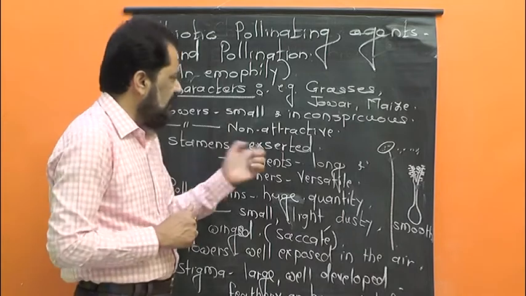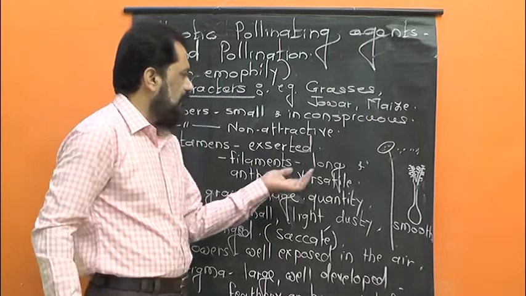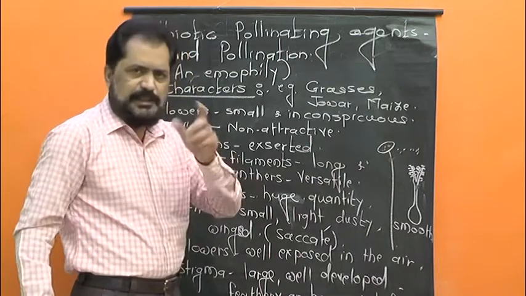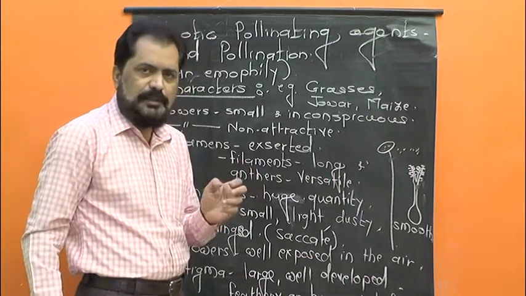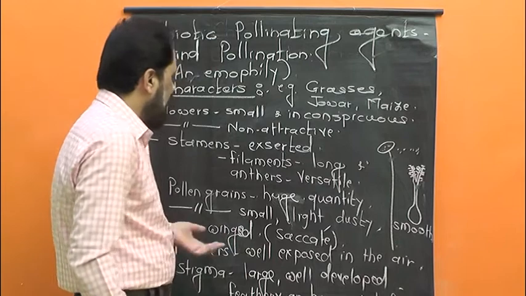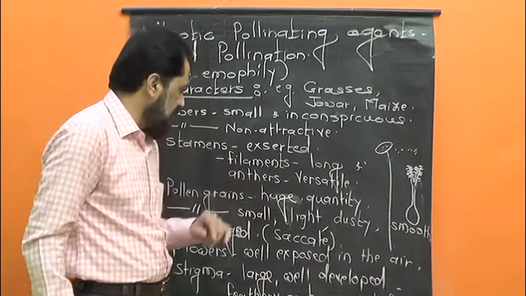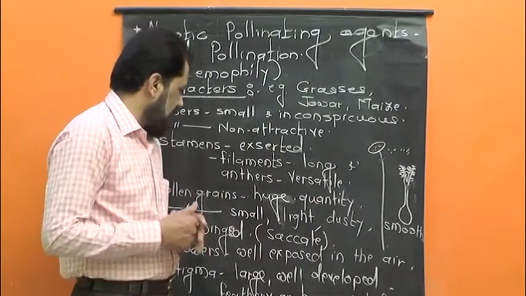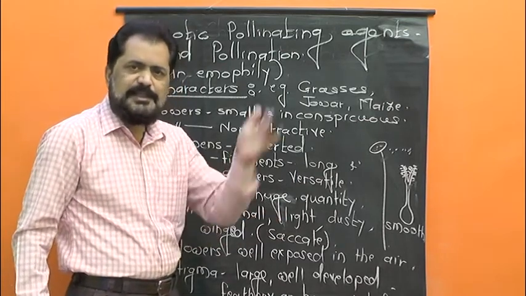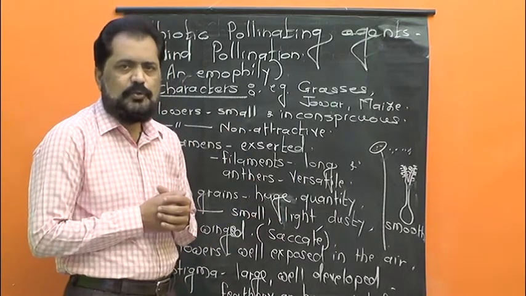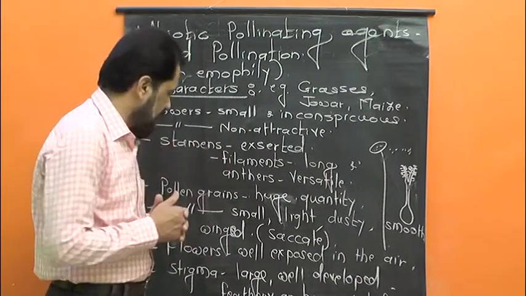The stamens are exserted, that is, protruded out of the flower because the filaments are long. Anthers are versatile, freely hanging. Pollen grains are produced in very large number, in huge quantity. The pollen grains are small, light in weight, dusty, and exine is smooth. Sometimes the pollen grains are winged. Such winged pollen grains are called saccate, so that they can be easily carried by wind to very long distances, maybe up to 300 kilometers.